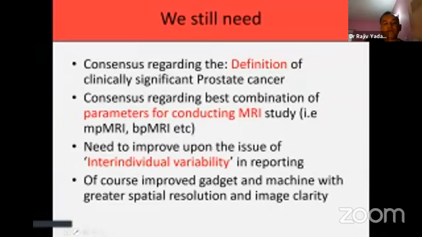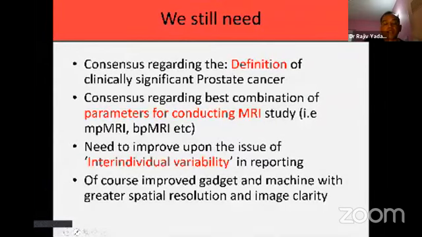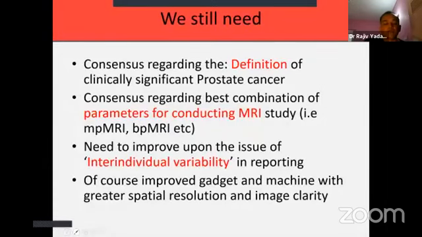We have come a long way in the way we are reading and using MRI, but still a long way to go. Of course, we need to improve gadgets. We started with less than 1.5 Tesla. We started using 1.5 Tesla, and subsequently the endorectal coil. Now, the majority of these cities have 3 Tesla machines, at least one or maybe more than one. Machines are having greater spatial resolution, image clarity, but still it needs further improvement. As we have seen, the way ultrasound has improved in clarity, I'm sure MRI is also something where we need better imaging.